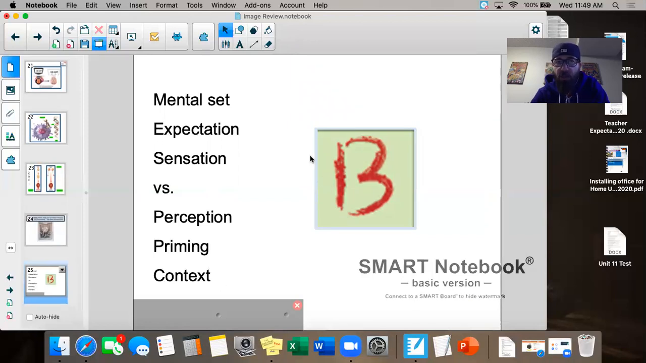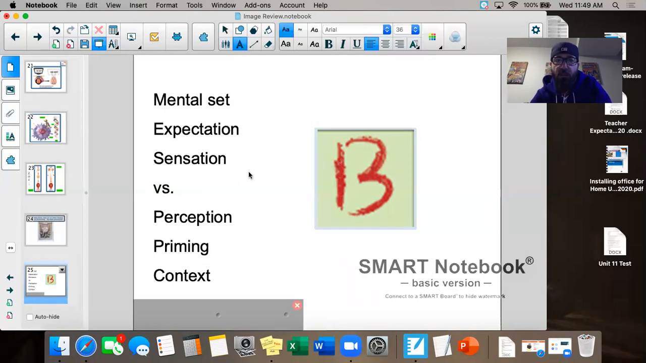Or the context, again, would be very much like your mental set. If you put an A on one side of it and a C on the other side, most people will pick up quite easily that that would be a B then in the middle. All right.